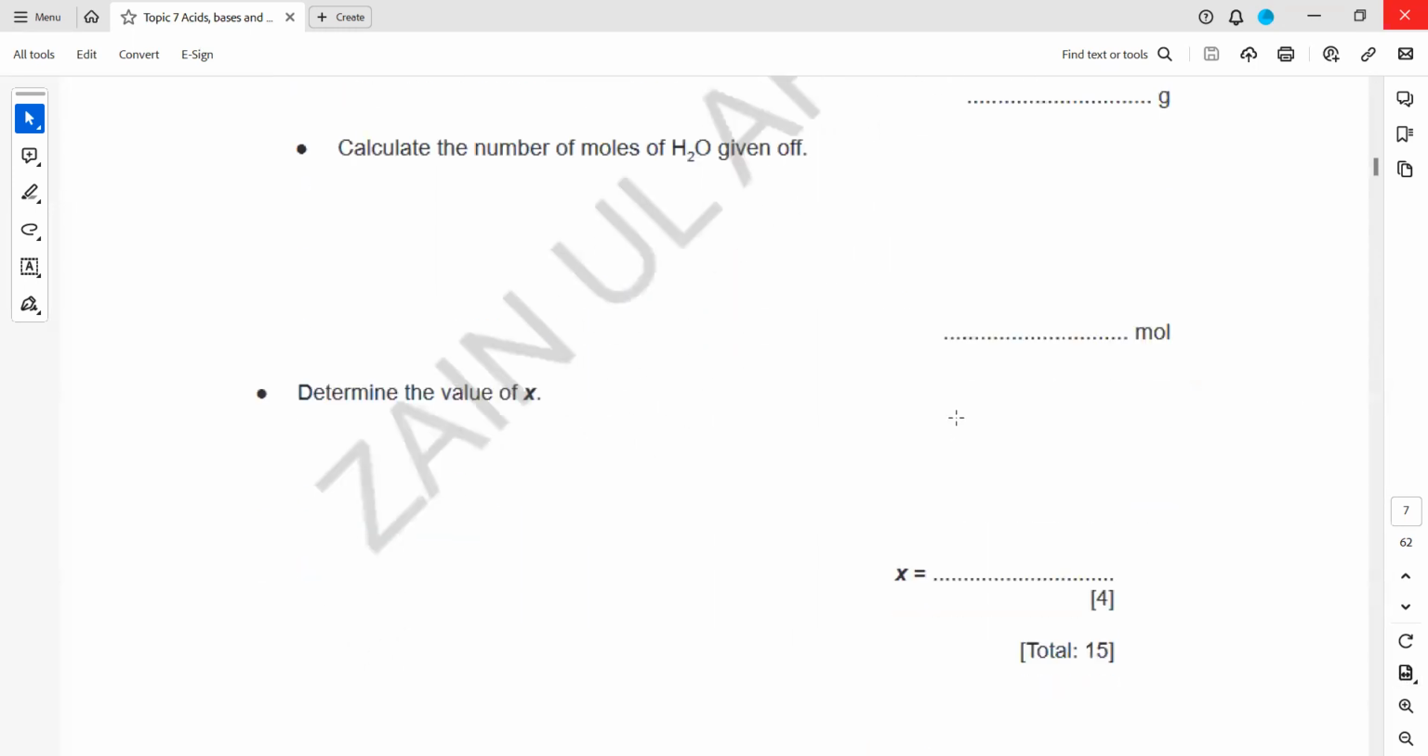Is this question clear? These types of questions are common now, in which you have to work out the water of crystallization by using the ratio of the moles.